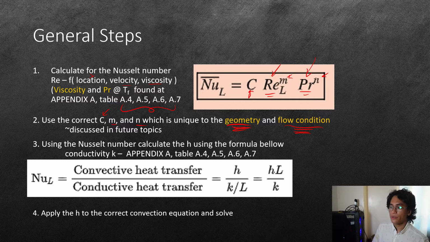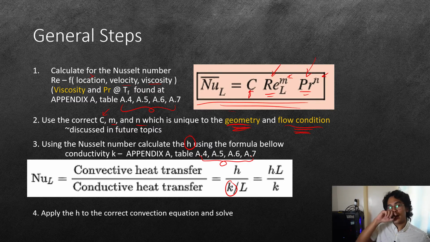And the third, once this formula has been established, we will use our Nusselt number calculated to find our h using the formula below. Now remember, our formula requires us to know what thermal conductivity k is, and again, our k can be located on our Appendix A, tables 4 to 7. So once we have our k, our L would be given, or we can interpret that from our problem, giving us a value for our h. The next is to apply the h to the correct convection equation and evaluate our condition.